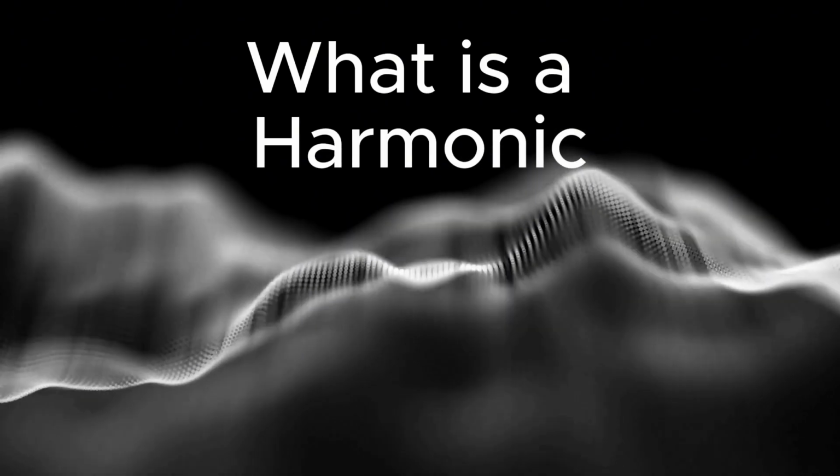So today we're going to look at the different basic waveforms, and in total there's 5 of them. There's a sine wave, there's a triangle wave, there's a saw wave, there's a square wave, and there's a pulse wave. Before we get too deep into the basic waveforms, we need to get into harmonics and understand what a harmonic is. So what is a harmonic?